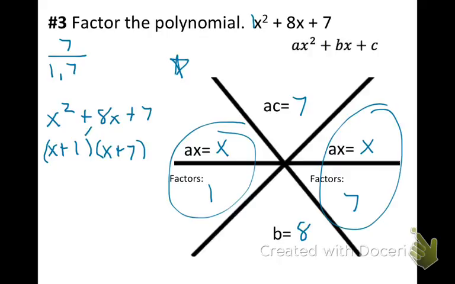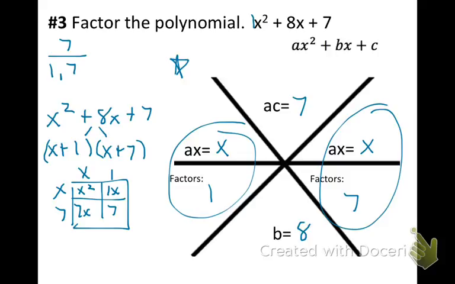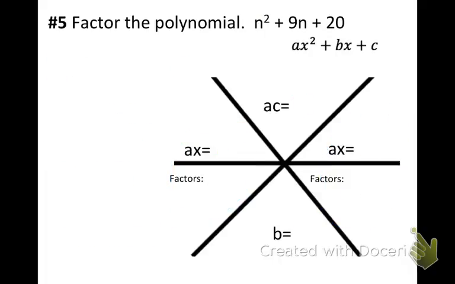So what we have now is two smaller polynomials that when multiplied back together will give you the first that you started with. X times x is x squared, 1 times x is 1x, 7 times x is 7x, 7 times 1 is 7. So that's x squared plus 8x plus 7. So that is what we started with. Now let's do number 5.